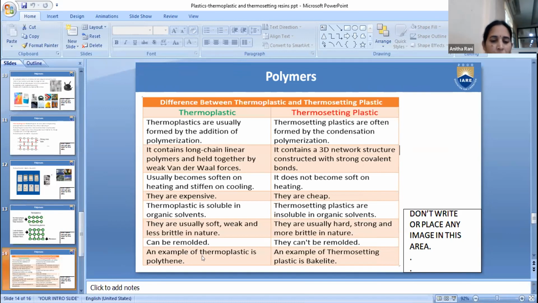An example of a thermoplastic resin is polyethylene, whereas examples of thermosetting plastics are bakelite, nylon 66, etc.